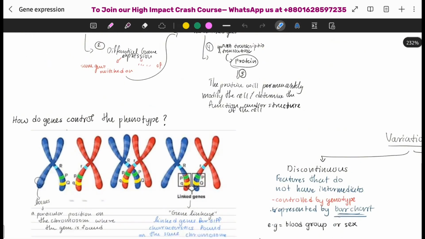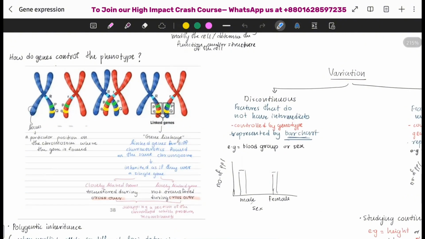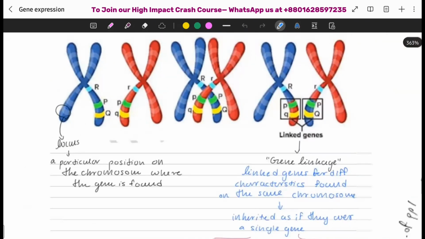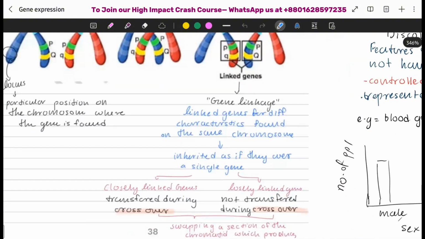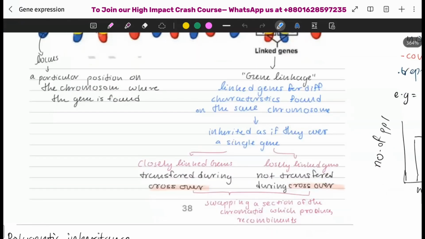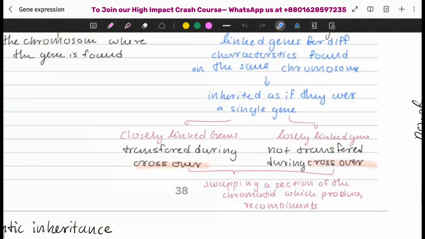And how do genes control the phenotype? We know a particular position on a chromosome where a gene is found is called the locus. There are two things we know: gene locus and gene linkage. Linked genes for different characteristics are found on the same chromosome, and they will be inherited as if they were a single gene. There are two types, closely linked and loosely linked. Closely linked genes are transferred together during crossing over, and loosely linked ones are not transferred together during crossing over.